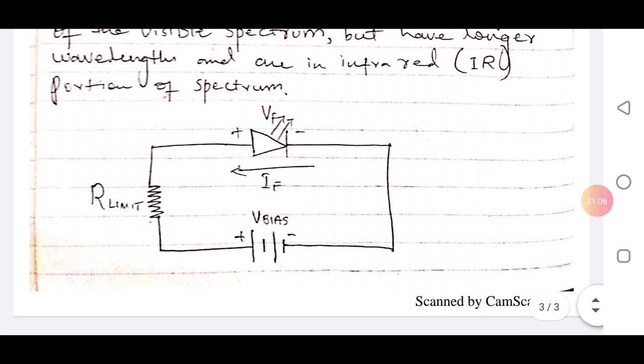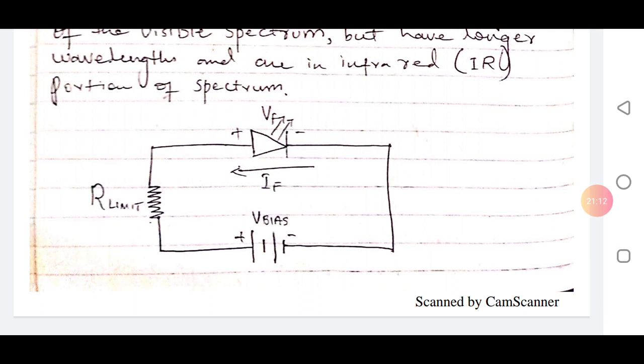Now look at this circuit. This is the simple forward bias configuration of an LED, in which a biasing voltage is there, and a limiting resistance is there to control the overshooting current, and you can see the LED is connected here.